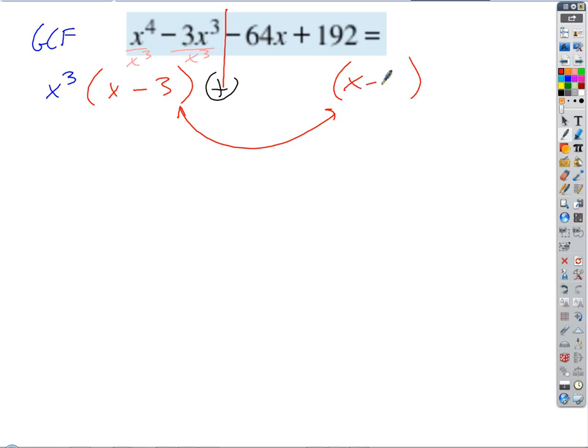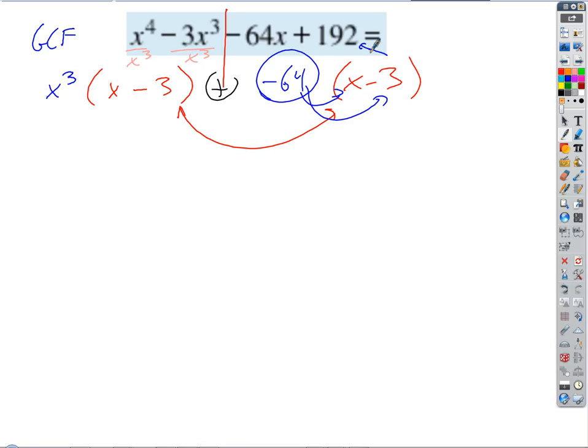So I'll push that over there and just see if we can make it work. Well, what times x would make negative 64x? Negative 64, right? See what I'm saying? So does that work over here though? Negative 64 times negative 3, does that give me 192? Yes, it does, so it worked, right?